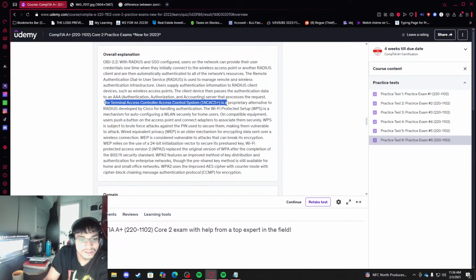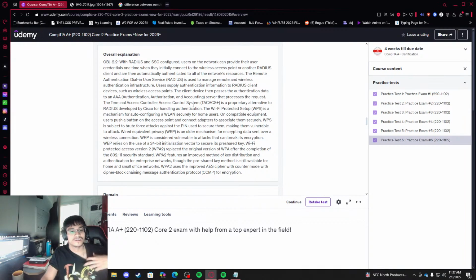The Terminal Access Controller Access Control System is a proprietary alternative to Radius developed by Cisco for handling authentication. The Wi-Fi Protected Setup, WPS, is a mechanism for auto-configuring a WLAN securely for home users. On compatible equipment, you push a button on the access point and connect adapters to associate them securely. WPS is subject to brute force attacks against the PIN to secure them, making them vulnerable to attack. Wired Equivalent Privacy, WEP, is an older mechanism for encrypting data over a wireless connection. WEP is considered vulnerable to attacks that can break its encryption.